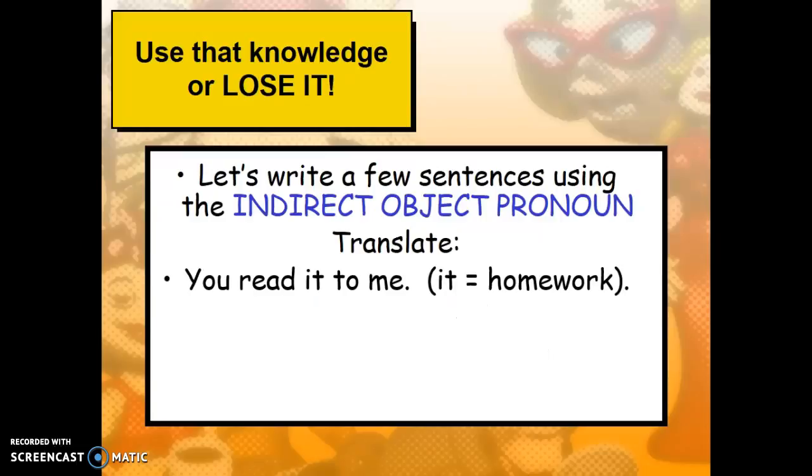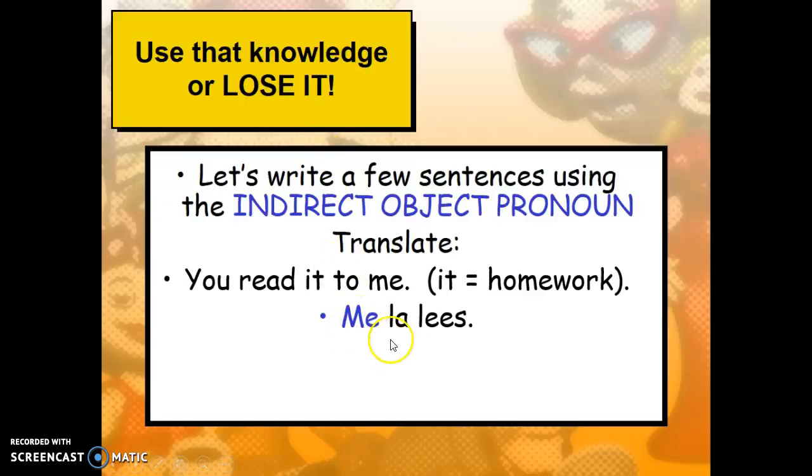So let's do a few sentences for you to practice. Translate. You read it to me. It meaning homework. Me la lees. So this has the IOP, the DOP, and the verb. And that's what we're working with in this video. We're going to work with putting DOPs and IOPs in the same sentence. If you don't get it right now, don't worry. We're going to cover it a lot tomorrow, mañana en clase. Me la lees. You read it to me.